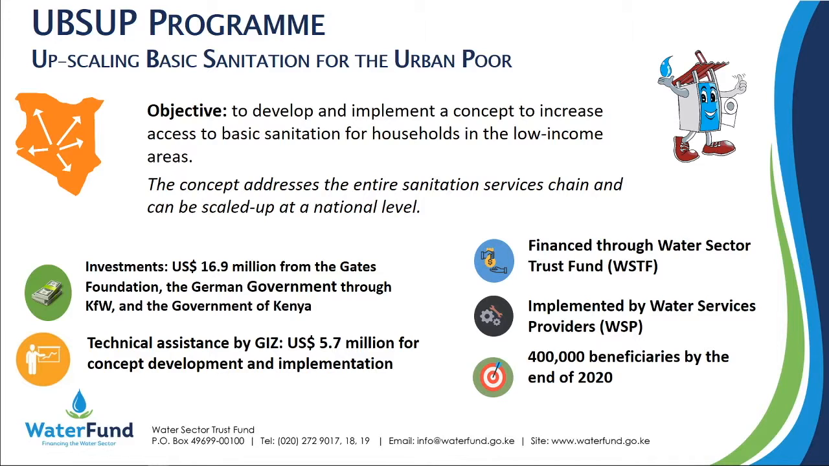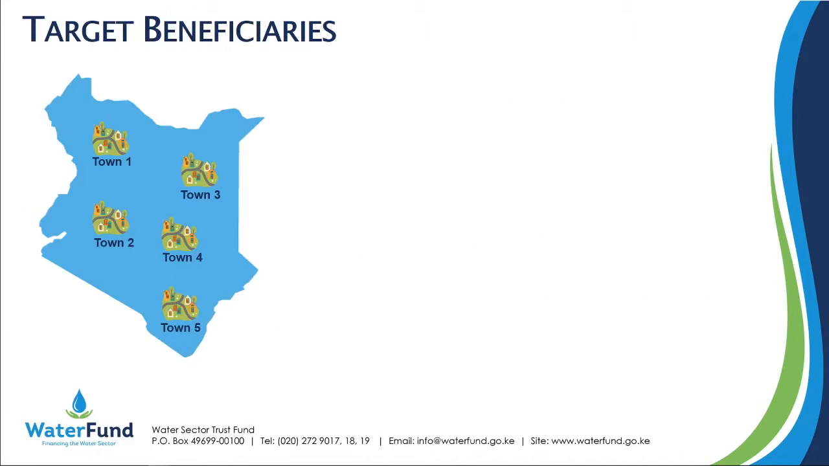We also had technical assistance from the GIZ. Currently, they are not within the program. Their program ended in December 2017. So at the moment, it's only the trust fund that is dealing with the program. The finances are given to the Water Sector Trust Fund through the urban program, and the program is implemented by the water utilities in Kenya.